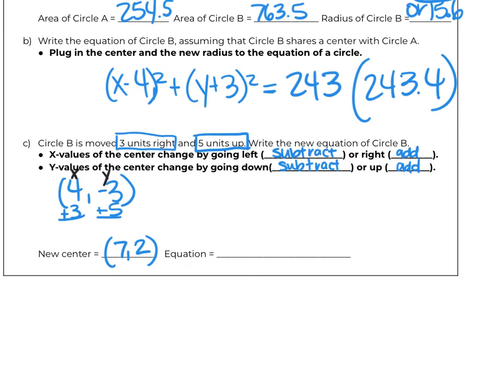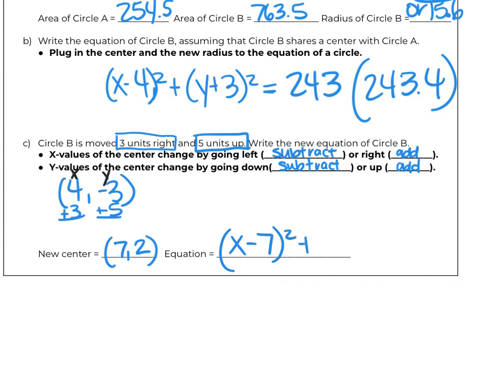Okay, now the equation. Same thing here. I can copy one part of the equation I just wrote. What did not change from this equation up here? The radius. So the right side can stay the same. What's the left side going to be now, though?